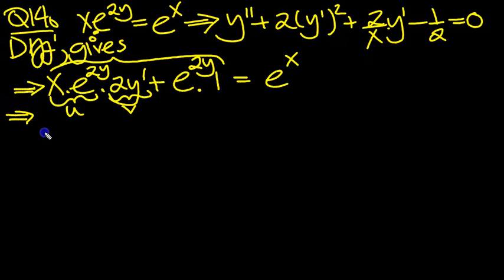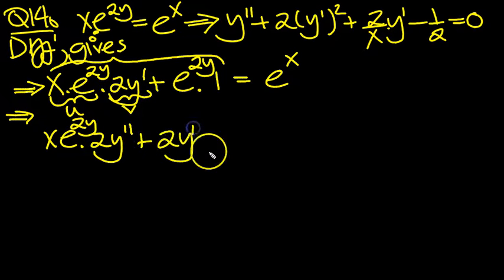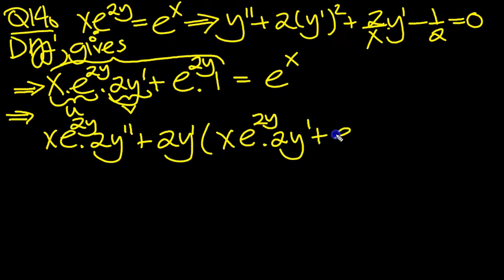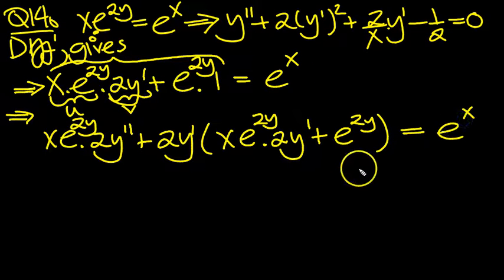So differentiating, that's u times the dv dx, which is 2y double dashed, plus v 2y dashed times du, and this is where we can replace that by all of this. So we've got x e to the 2y times 2y dashed plus e to the 2y, there we go, is equal to, and e to the x differentiates to e to the x.